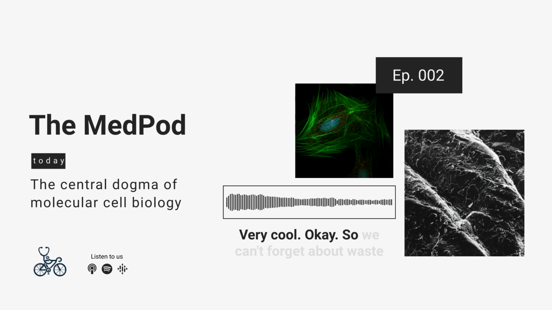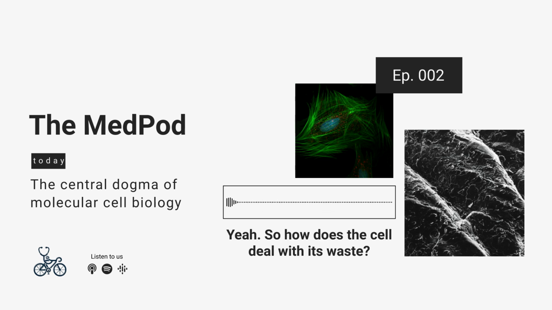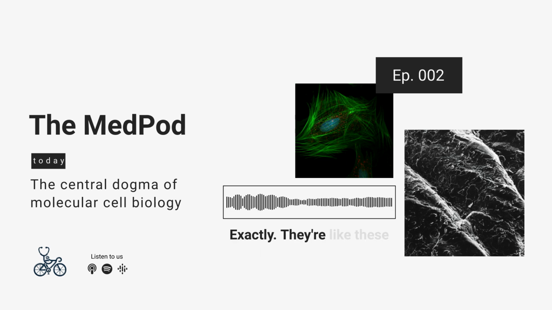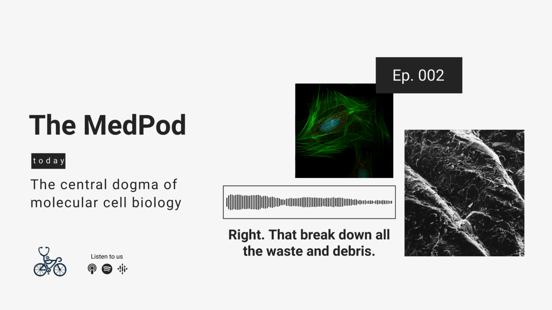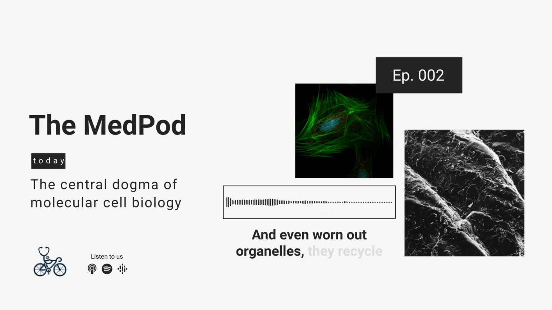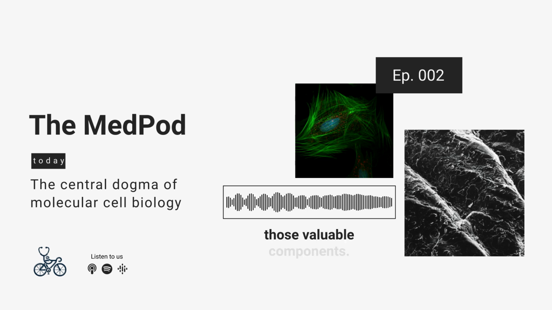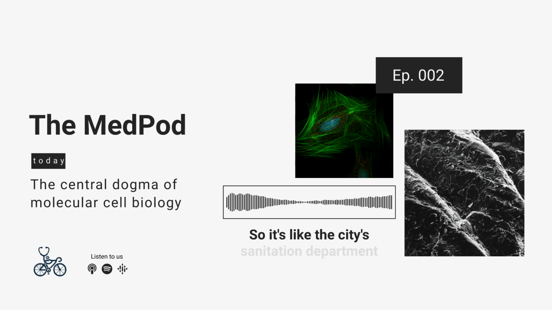Very cool. Okay, so we can't forget about waste management, right? Oh, absolutely. Every city needs that, and so does the cell. So how does the cell deal with its waste? Lysosomes. Those are the recycling centers. Exactly. They're like these little bags of digestive enzymes that break down all the waste and debris, and even worn-out organelles. They recycle those valuable components. So it's like the city's sanitation department, keeping everything clean.